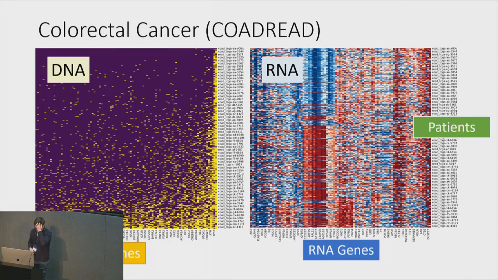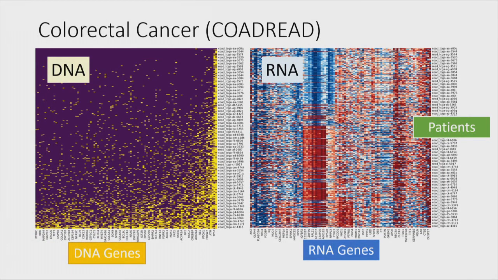So the data, this is just the colorectal cancer data. On the left, you have the DNA mutations just binarized, and you can see the heavy tailedness and sparsity of the data. This is just the top 100 genes. And on the right, we have the RNA data, and you can see there's a lot of structure in this data as well.